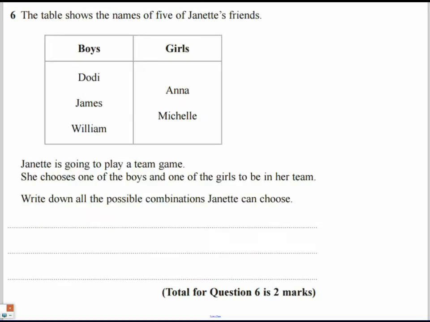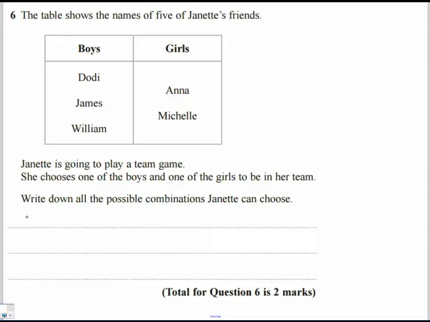Question 6. The table shows the names of 5 of Janet's friends. The boys are Dodie, James and William, and the girls are Anna and Michelle. Janet is going to play a team game. She chooses one of the boys and one of the girls to be in her team. Write down all the possible combinations Janet can choose.